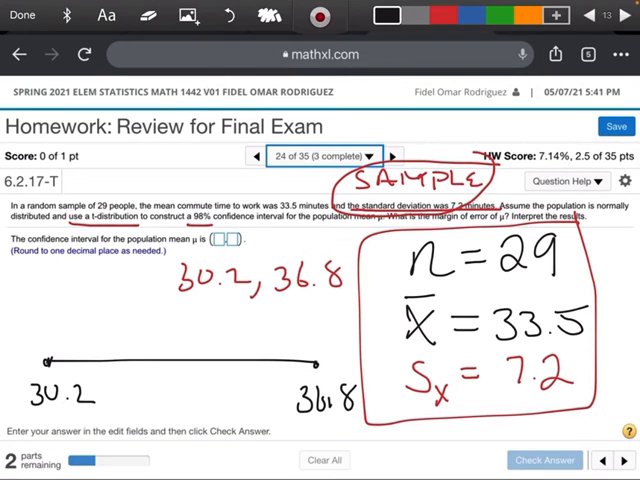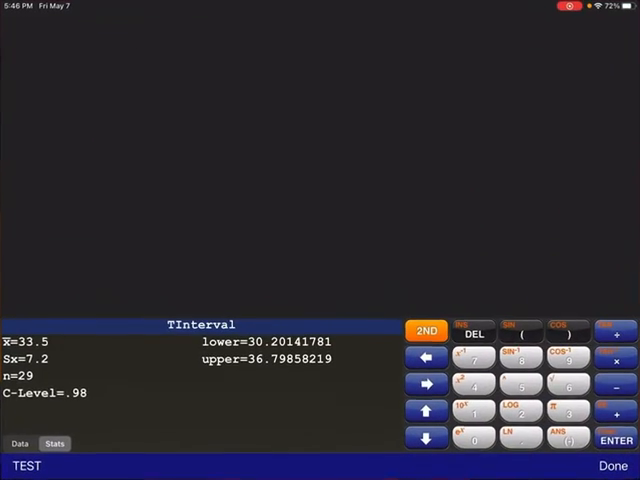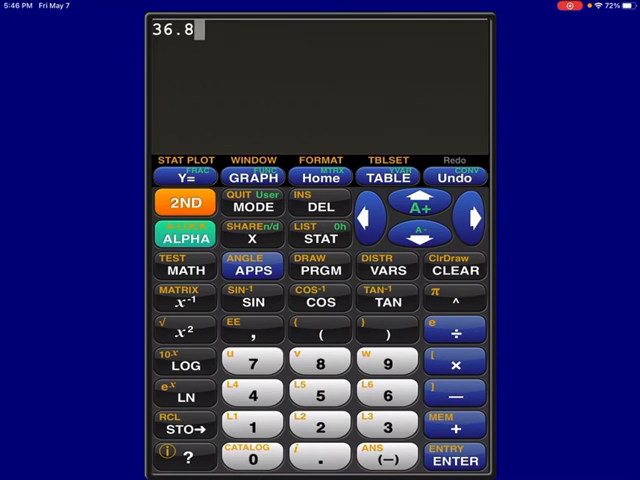And what I'm gonna do is find my population here. Let's see. My X bar should be 33.5, right? So I wanna say that if I subtract this number minus this number, I will find my margin of error. So let's take 36.8 minus 33.5. Let's see, let's get out of here. 36.8 minus 33.5. I'm coming up with 3.3.